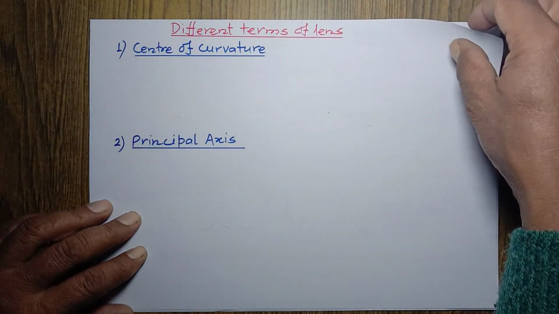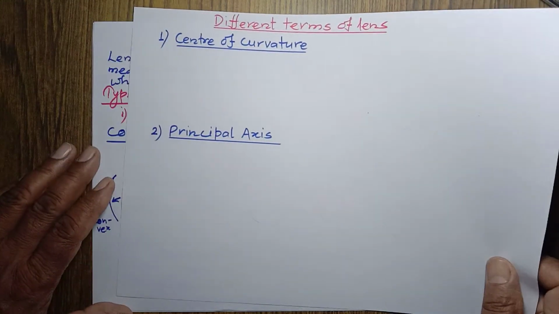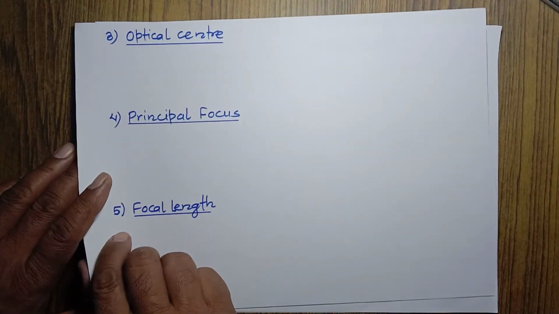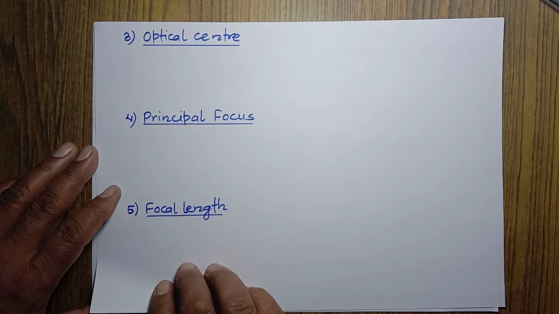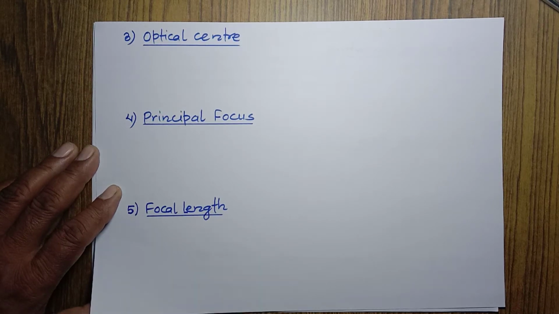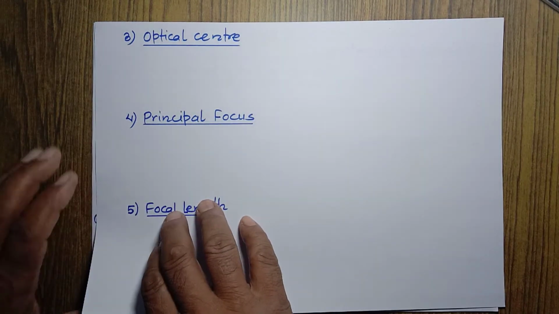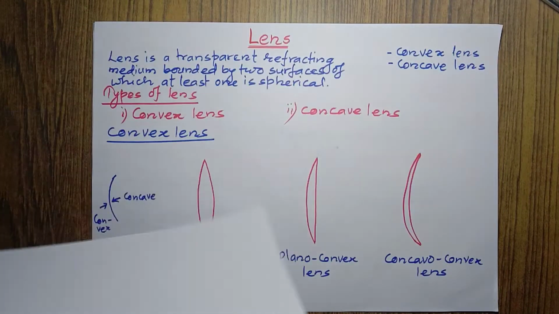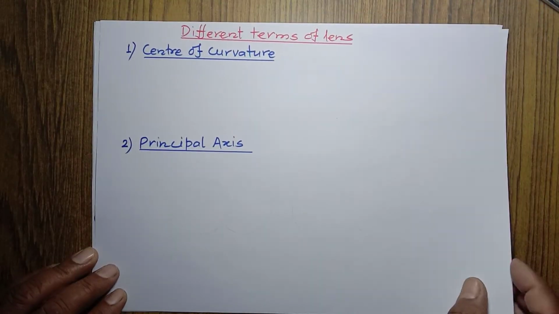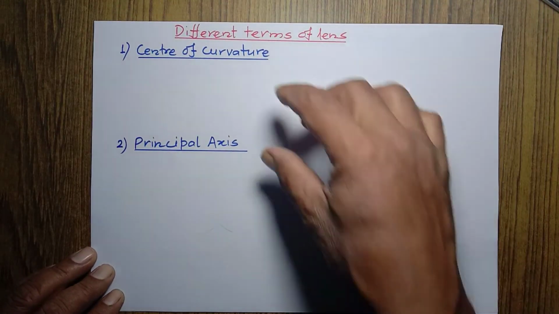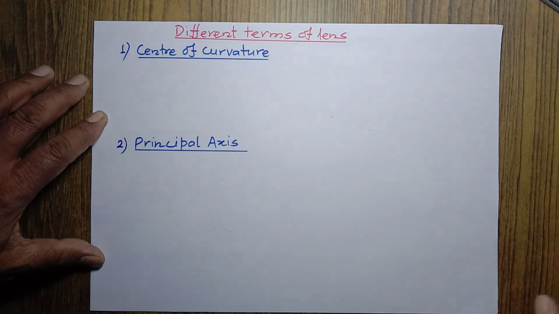The first one is center of curvature, second principal axis, third optical center, fourth principal focus, and fifth focal length. These are five major terms related to the lens, and I want to show all these terms with the help of a diagram also. That's why I'm giving here a space.